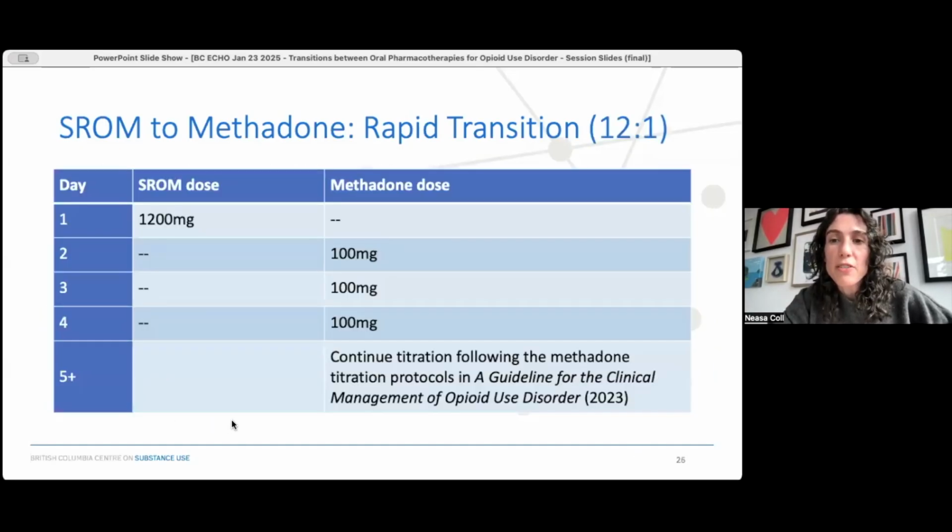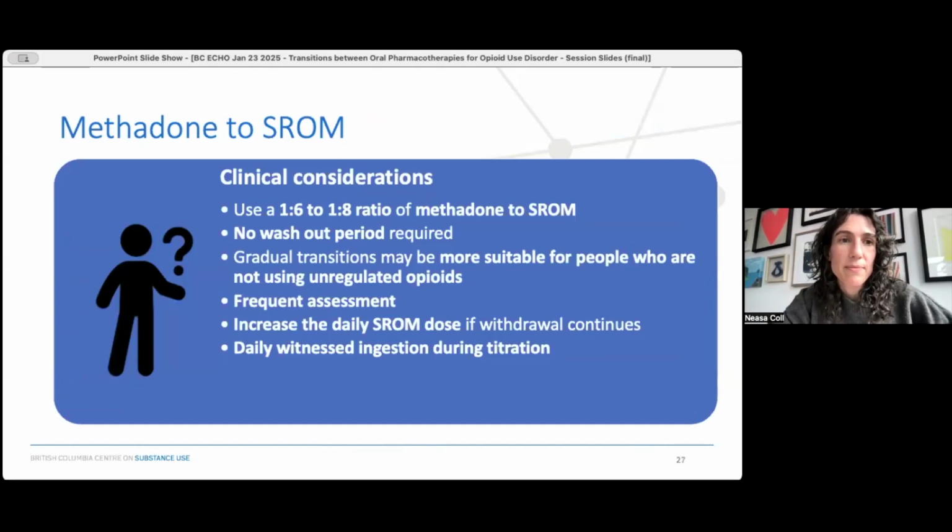Starting dose of 1,200 milligrams of SROM, we'll use the 12-to-1 ratio, and essentially we convert that 1,200 milligrams to 100 milligrams of methadone using that dose. Titration can then be continued per usual guidelines every 3 to 5 days. Going the other way from methadone to SROM, our ratio is slightly different. And again, cross titration in which there's no washout period required is recommended using a conservative ratio if clinically indicated.